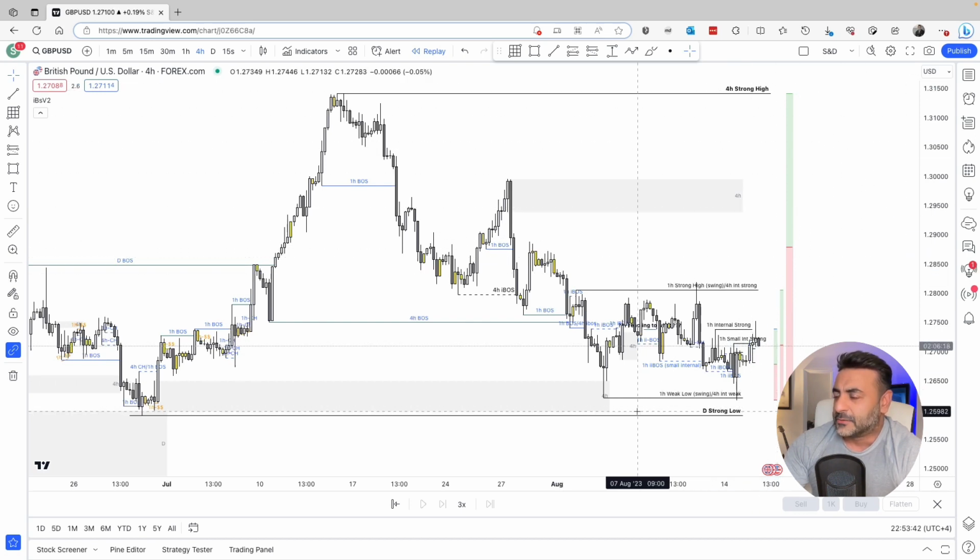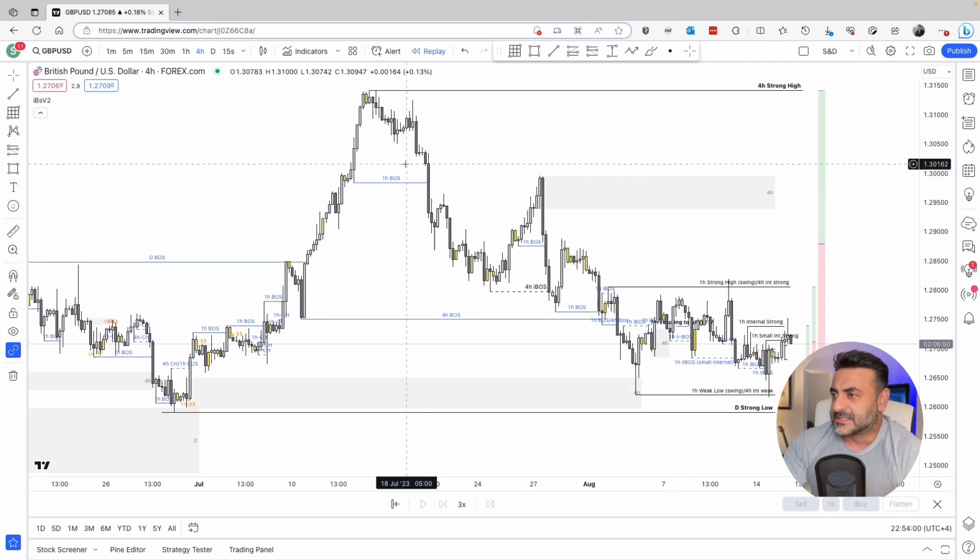Or we could stay in the bearish mode and continue to trickle down and break the daily structure, which means that the daily would have turned bearish, and then the 4H is bearish, the daily is bearish, and the 1H is bearish, and then we'll start looking for the pullback. Anyway, this is where we are right now.